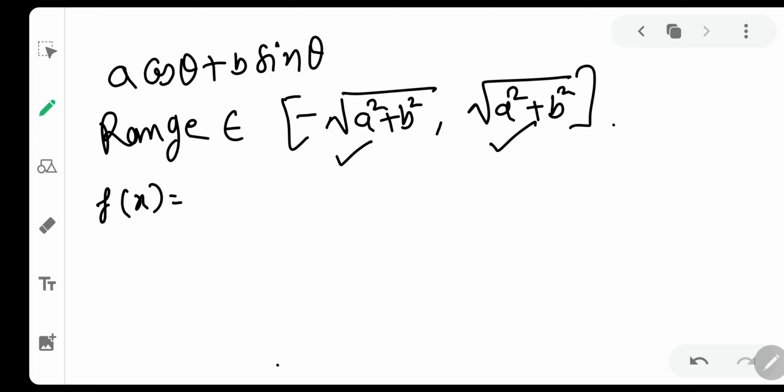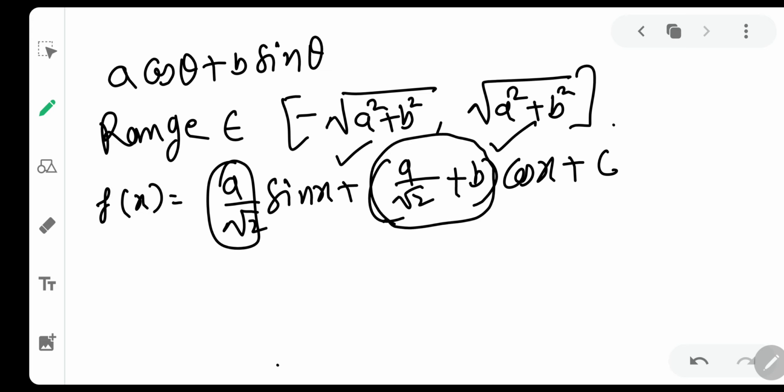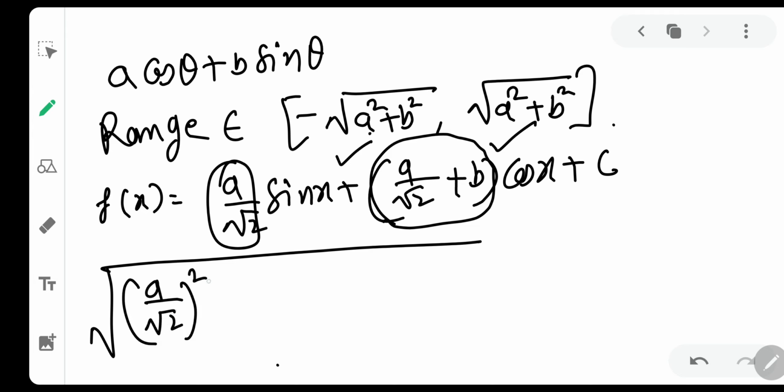Now let us write down our f(x). Our f(x) is a by root 2 sin x plus a by root 2 plus b cos x plus c. Now as you can see, the coefficient of sin x is a by root 2 and the coefficient of cos x is a by root 2 plus b. So we can calculate the range, because instead of a there is a by root 2 and instead of b there is a by root 2 plus b. So all we need to do is just to take it into square root and square it. Very simple. A by root 2 plus b the whole square.